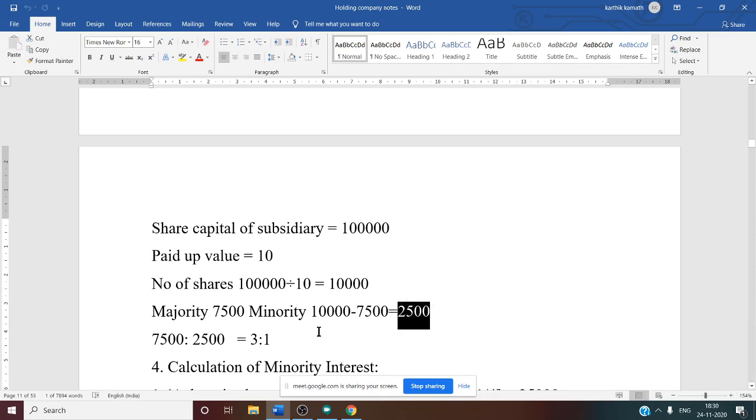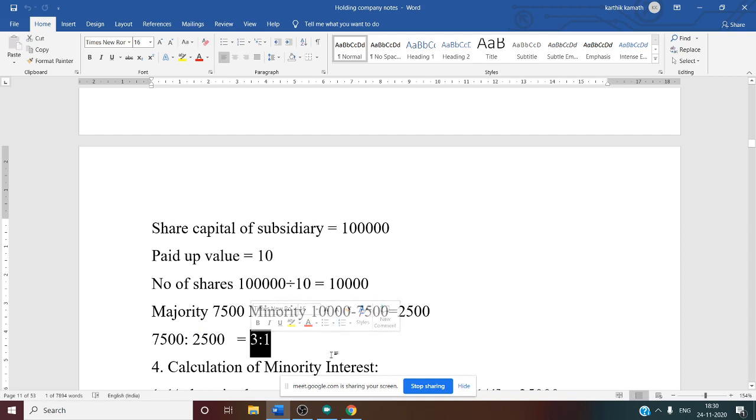But we want the majority-minority ratio. So how to calculate it? Majority share is 7,500. Minority share is 2,500. Simplify this: the double zeros cancel, then there is 25 ones and 25 threes. So 3:1 is our ratio. There are a total of 4 units, because 3 plus 1 means 4 units.